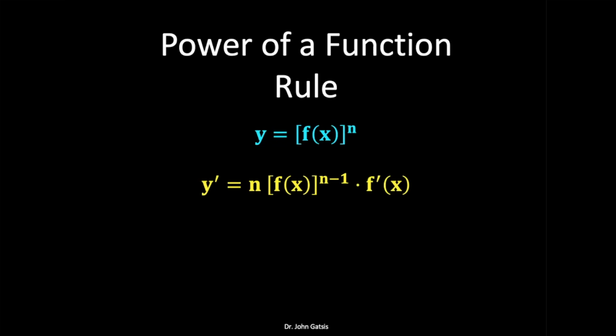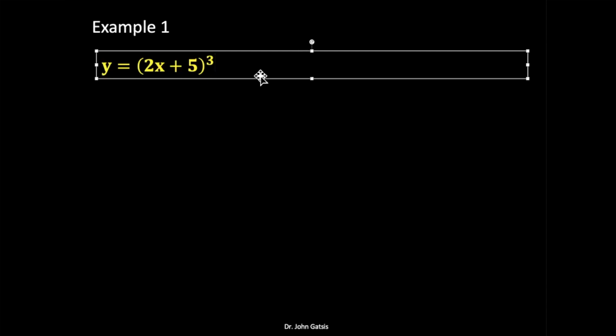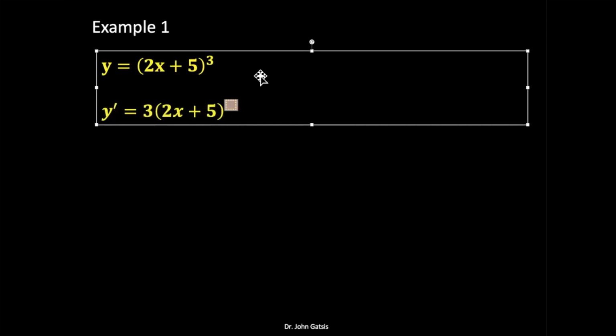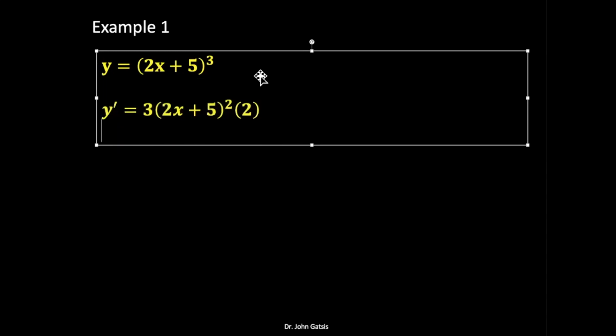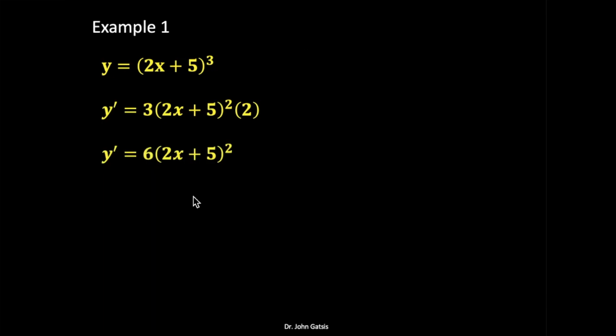Let's look at 4 examples using this power of a function rule. In this first example, we have a quantity, 2x plus 5, raised to the power of 3. So the power of a function rule simply says that we take that 3 and bring it down, and then subtract 1 from the exponent, so 3 minus 1, so 2, and then take the derivative of whatever's inside the bracket. Now pay attention to your teacher if you have to simplify. In this case, the questions will all be simplified since the multiplications are very easy to perform. And that's your final answer there.